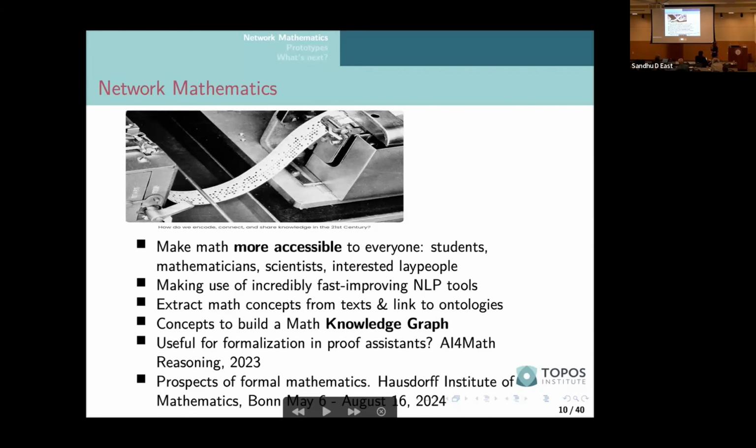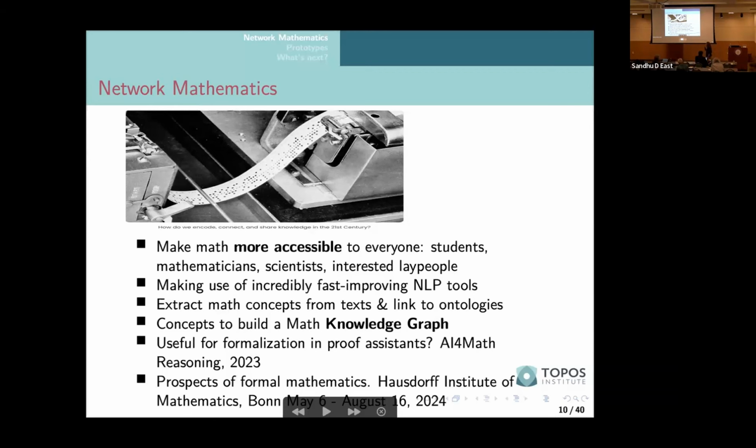So we wanted to extract math concepts from texts and link them to ontologies, and use these concepts to build a math knowledge graph, a bit like the Google knowledge graph, but the Google knowledge graph tends to be much more about the wives of Trump or the size of the shoes of Obama, and we wanted a similar sort of knowledge graph, but about things that we think are very important in mathematics, and some of them are very difficult for us to find using traditional search engines like Google.